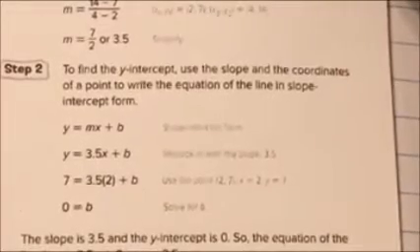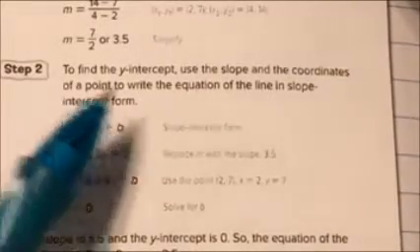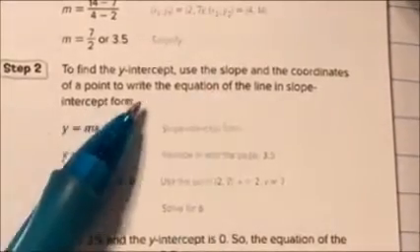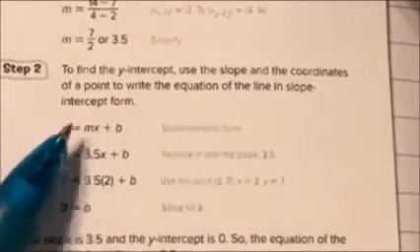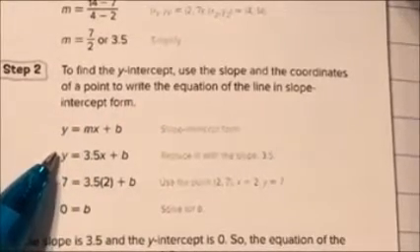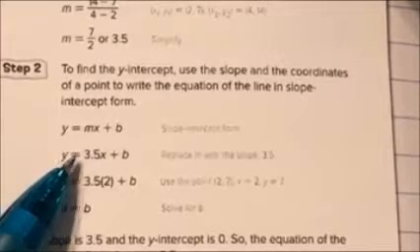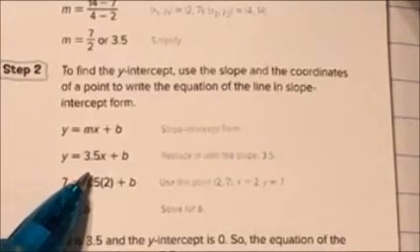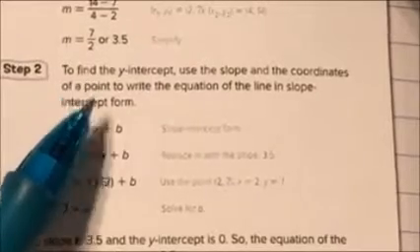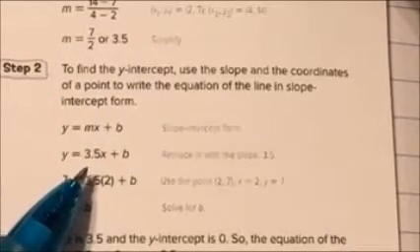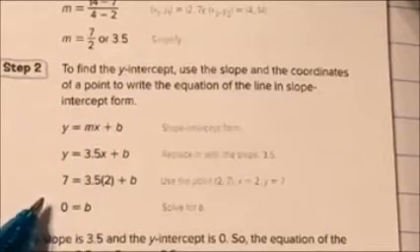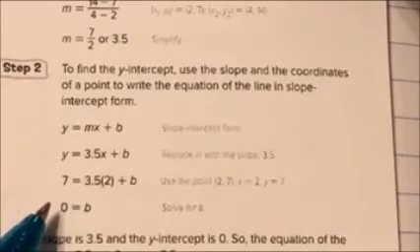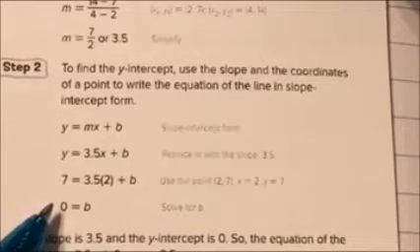I need to find my y-intercept. So to find the y-intercept, I use the slope and the coordinates of a point to write the equation of the line in slope-intercept form. So I have y equals mx plus b. So y equals 3.5. We found the slope previously. X plus b. And I'm going to plug in one of my points. I'm going to plug in 2,7.